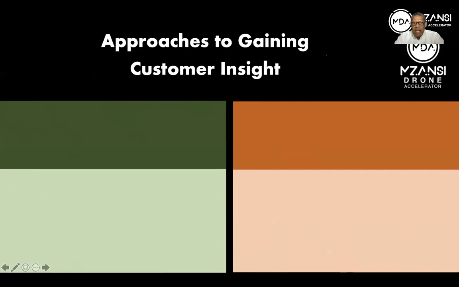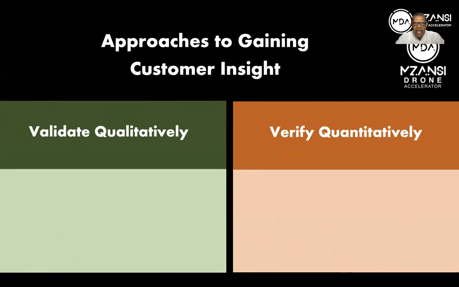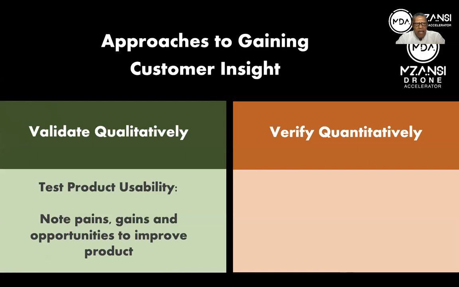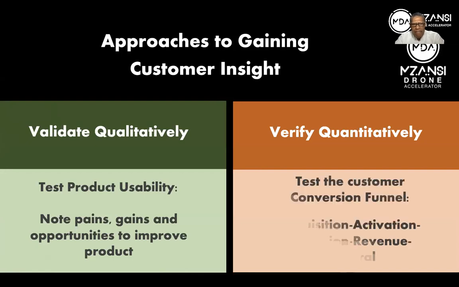What we said last time, we said there are approaches to gaining customer insight. The first part is you validate qualitatively and verify quantitatively. The first part, which is the qualitative research, is that you are testing usability. Is your product usable? And you've got to note the pains and gains. This is where you're going to have face time with your customer, face to face, getting to know them better.